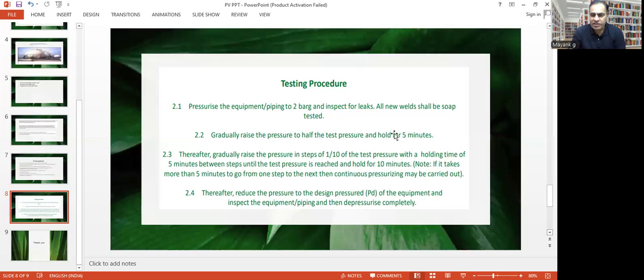Once the pressure testing has been done and all the leakages have been inspected, thereafter we should reduce the pressure to the design pressure of the equipment, inspect the equipment, and then depressurize completely. We cannot hold the pressure inside the pressure vessel for too long. So once the pressure testing is completed, we should gradually reduce the pressure and depressurize it completely.